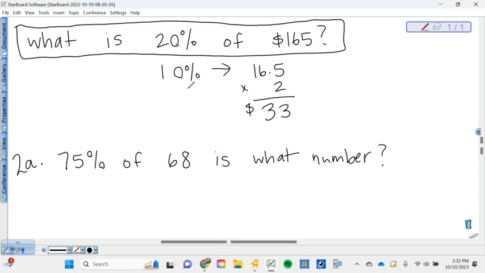So for 10%, right, we found out it's really easy. I just move my decimal point over one place. And then if it's a factor of 10, I can just multiply that 10% by however many there are, right? So for 20%, I just multiply it by 2. If it was 30%, I'd multiply it by 3. If it was 50%, I could multiply it by 5. And that's a way that we can find percents when it's a factor of 10.